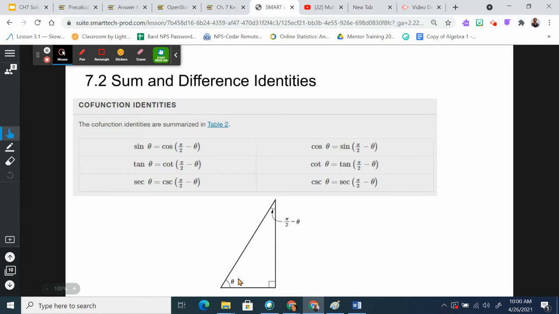Remember, in any triangle, the sum of all of our angles is 180 degrees. However, in a right triangle, we already know one of those three angles is 90 degrees, and that leaves us with just 90 degrees for the other two. So if one angle is theta, the other angle must be pi halves minus theta. So the cosine of one is really just the sine of the other and vice versa, and we get that same relationship for tangent. Now let's take a look at a couple of examples where we get to use these identities.